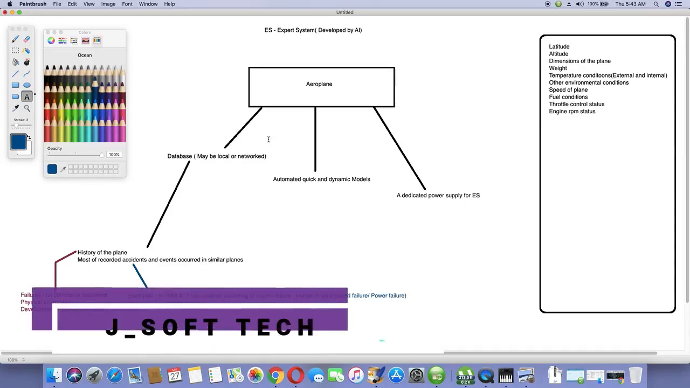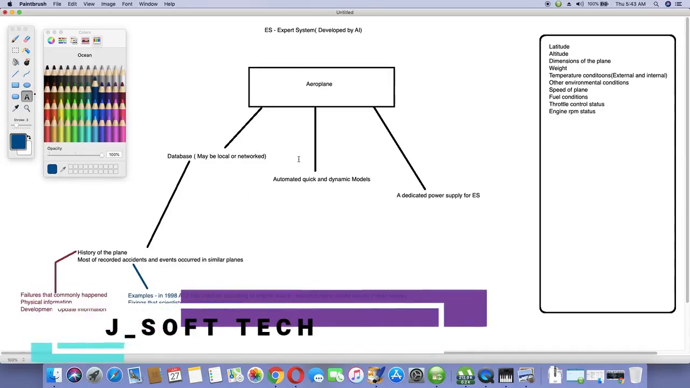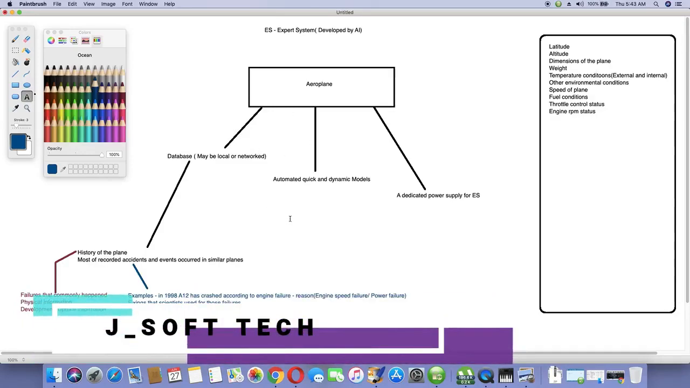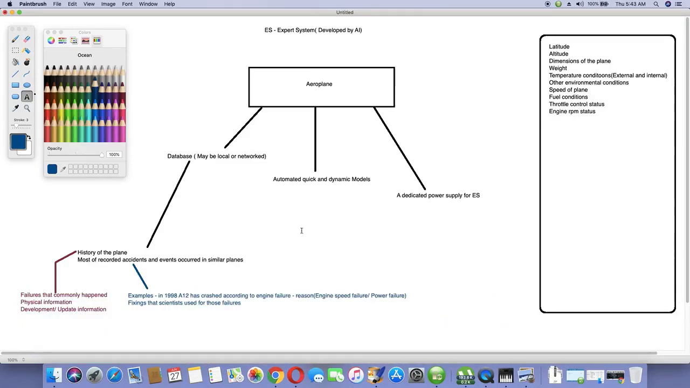Now I'm going to tell you how that AI system works. These are dynamic models, and I'll show you later. It may also be irrelevant, because this is used only in a special event when the main primary power supply is cut down.